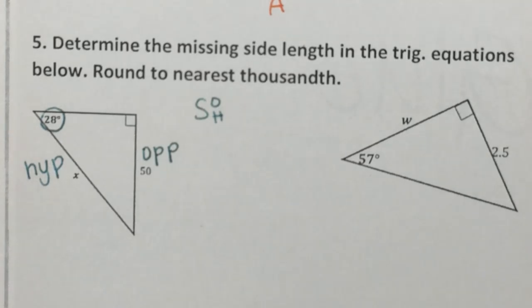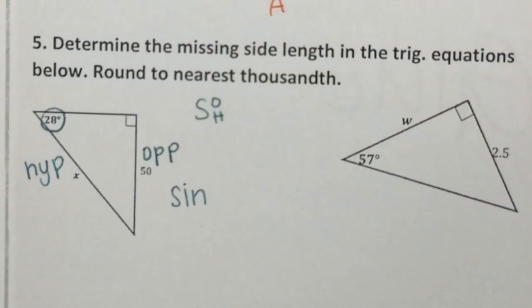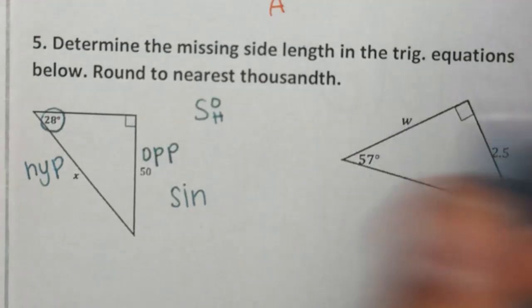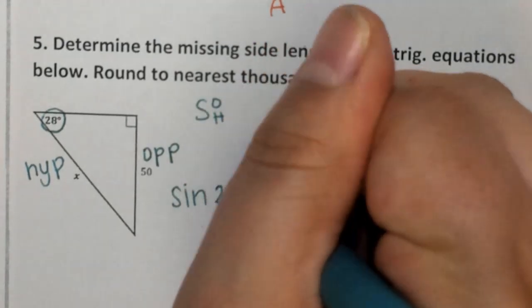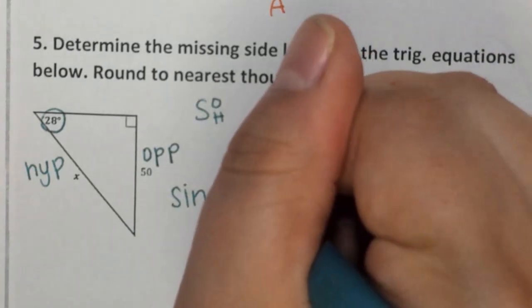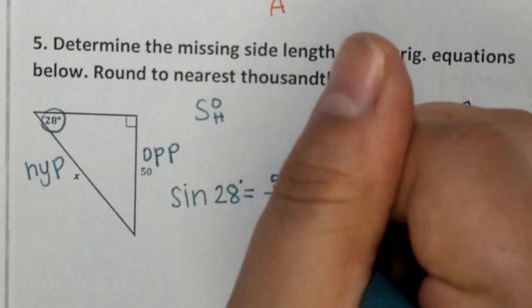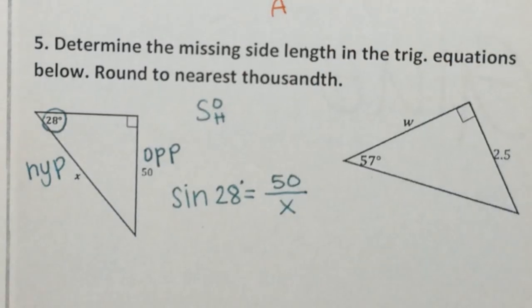We're using sine. So we're going to say the sine, what's my angle? The sine of 28 equals, yep, 50 over, opposite, which is 50, over hypotenuse, which is x. Write that down, please. Are we okay with that?